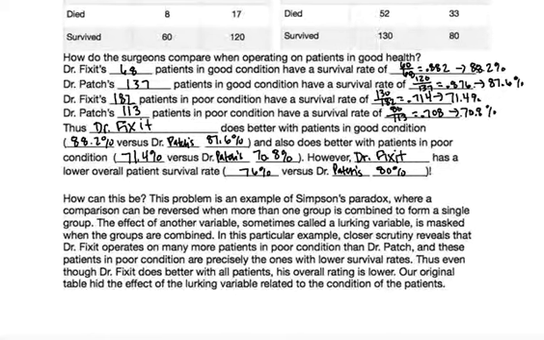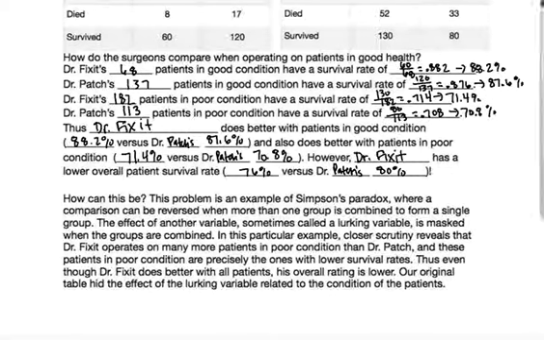And that's where a comparison can be reversed when more than one group is combined to form a single group. So in this case, we broke it down into patients in good health and patients in bad health. The effect of one variable, sometimes called a lurking variable, is masked when the groups are combined. So when we're looking at just the overall, it's kind of hidden in there. In this particular example, closer scrutiny reveals that Dr. Fixit operates on many more patients in poor condition than Dr.